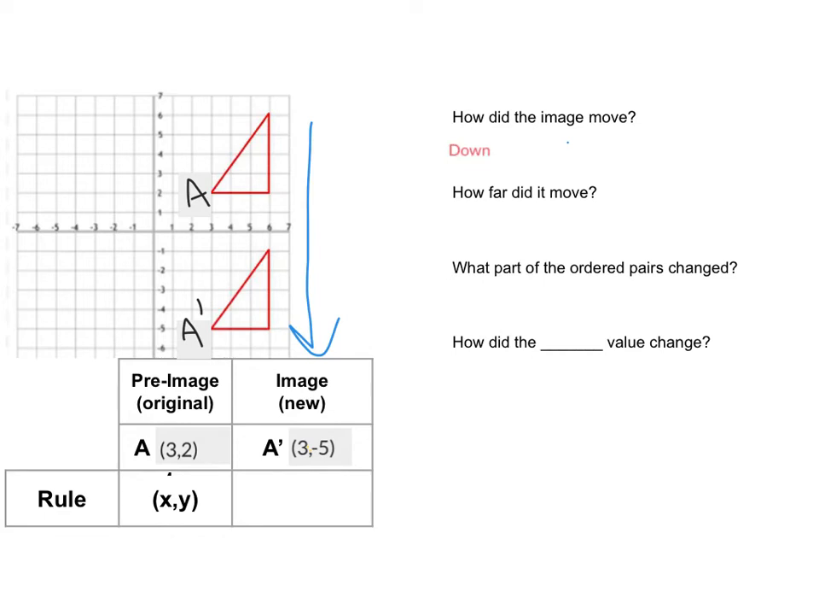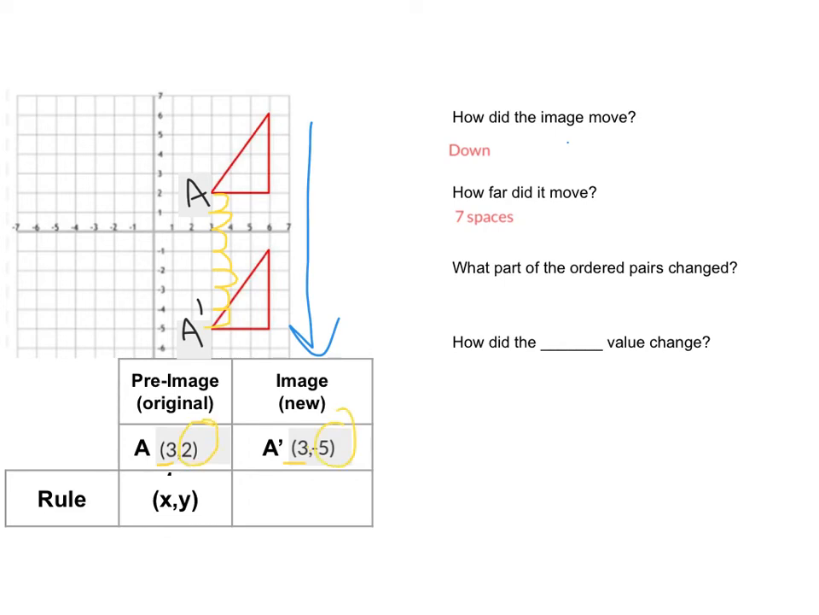Once I've identified that it's moved down, we want to look how far did it move. So let's count from A to A prime. So we have 1, 2, 3, 4, 5, 6, 7 spaces down. Now that we've identified that it moved 7 spaces down, we want to look at how did the ordered pairs change. If I look, my X values both stayed at 3, but my Y value went from 2 to -5.